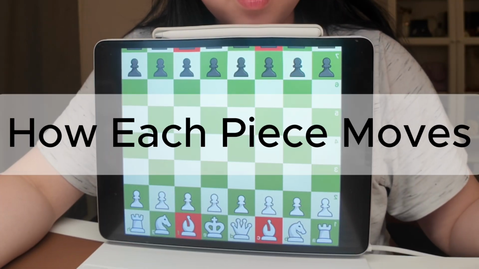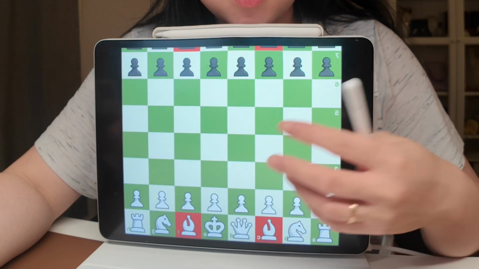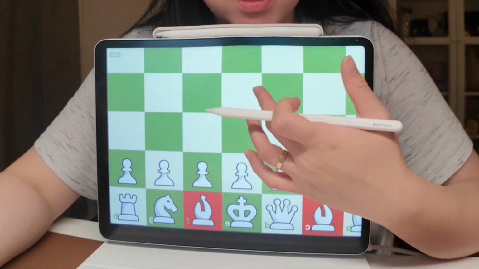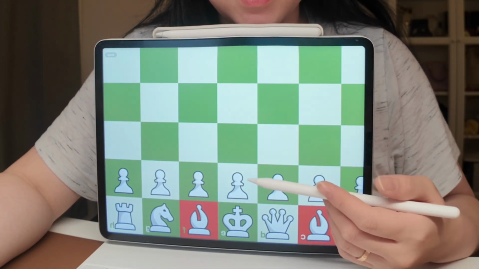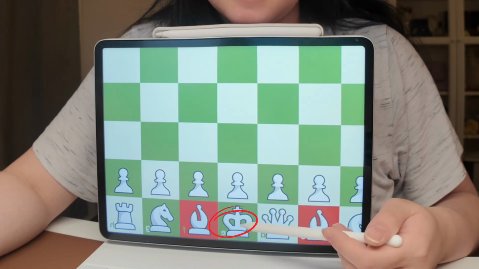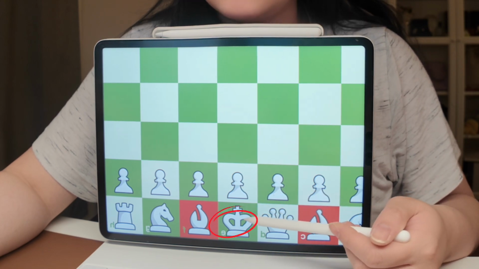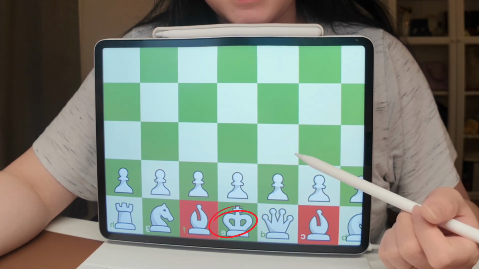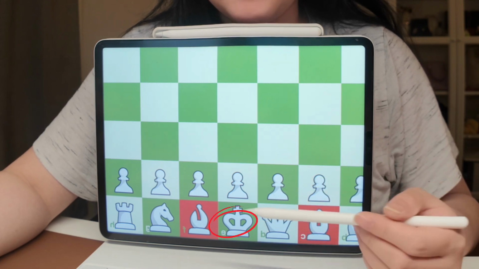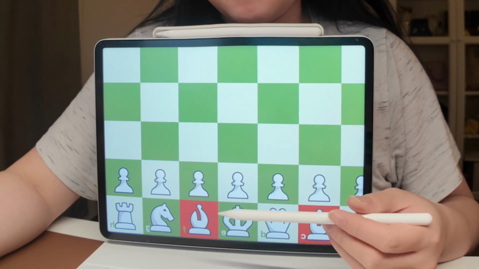So now let's start with how each piece is able to move on the chessboard. I'll start with the king because that's the most important one that we want to look at and protect. Your king right here can move upward, diagonally, backward, forward, however it likes, just 1 square each time. It's the most important, but I would say it's close to the weakest one.